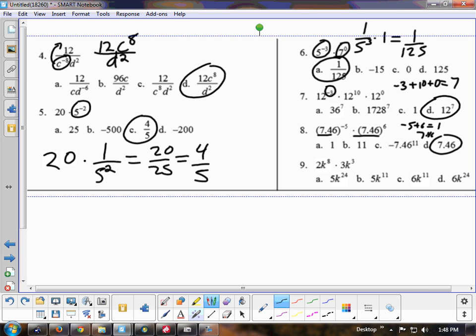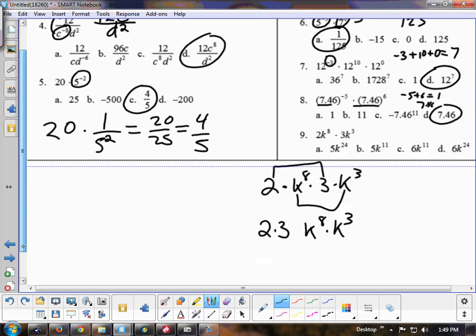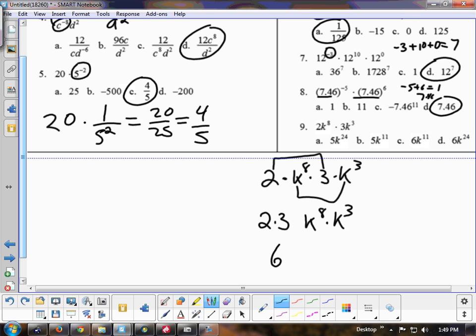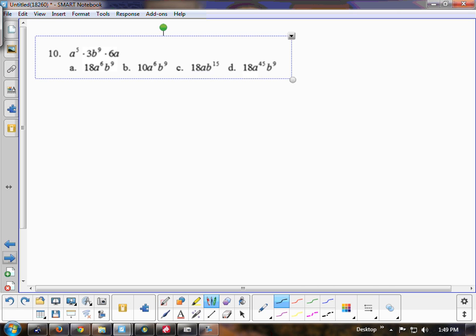it's multiplication. So we have 2 times k to the 8th times 3 times k to the 3rd. We can combine the k's and combine the 2 and the 3 under multiplication. So we're going to have 2 times 3 and k to the 8th times k to the 3rd. And then we use our rules. We know 2 times 3 is 6. And then this is going to be k to the 8 plus 3. And that's going to equal 6k to the 11th power. Now we're on number 9. I'm sorry, that was number 9.